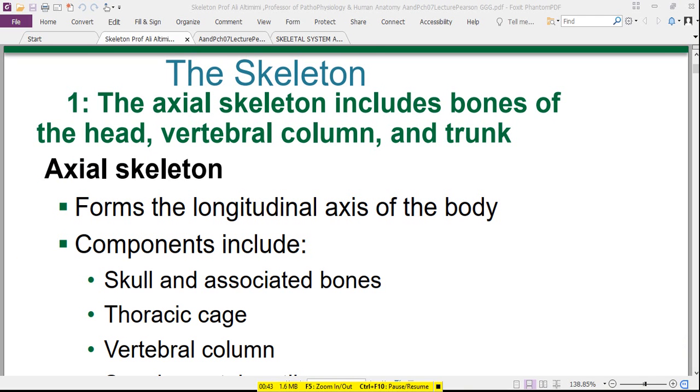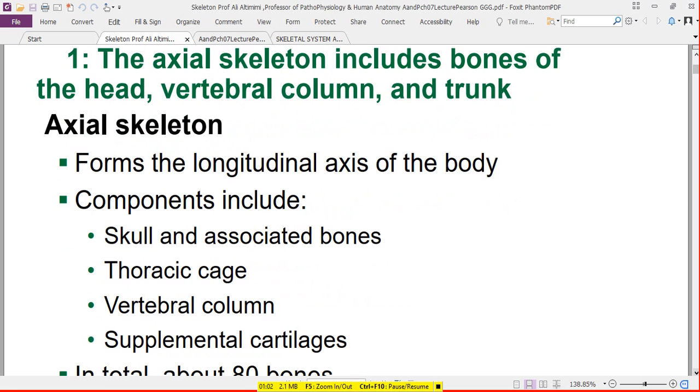We start with the axial skeleton. The axial skeleton forms the longitudinal axis of the body. Components include the skull and associated bones, the thoracic cage, and the vertebral column. These are the axial skeleton.